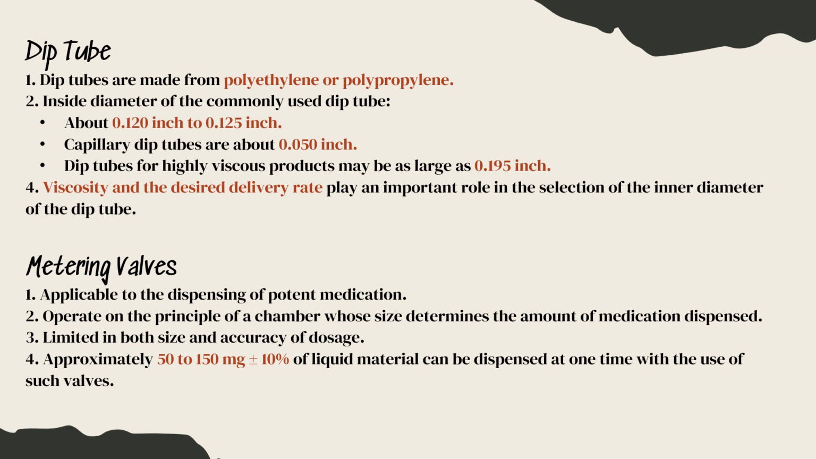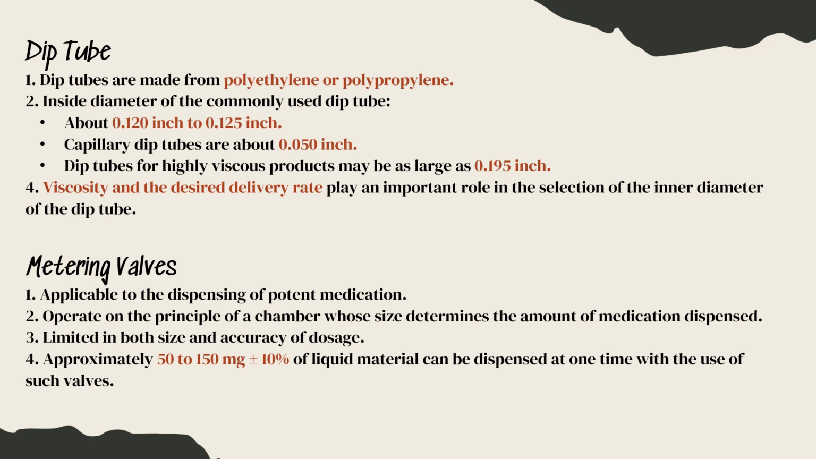Dip tubes are made from polyethylene or polypropylene. The inside diameter of a dip tube can be of a range 0.120 inch to 0.125 inch. The capillary dip tubes are about 0.050 inch. For highly viscous products, dip tubes may be as large as 0.195 inches.